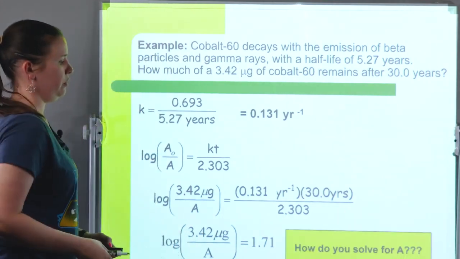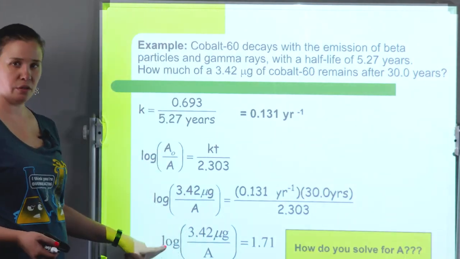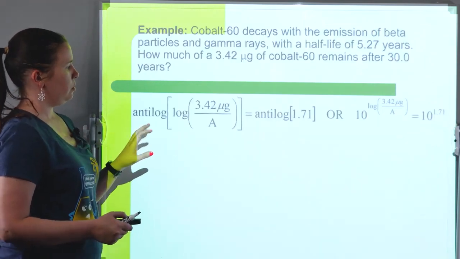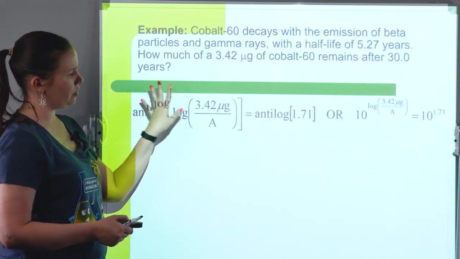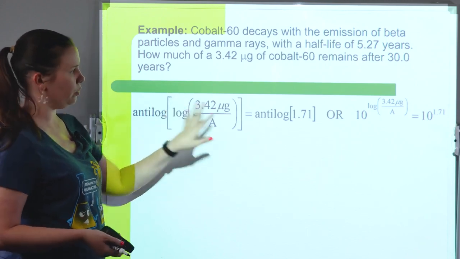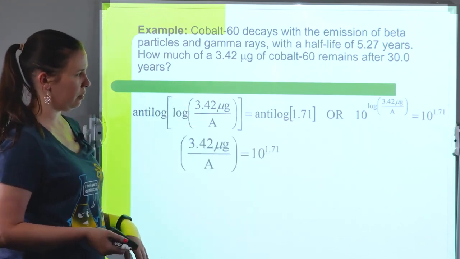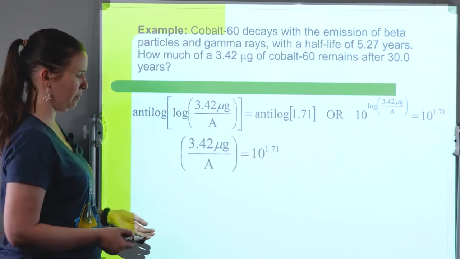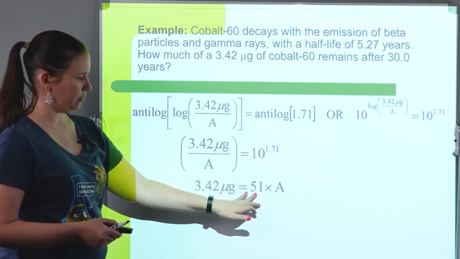So how to solve for A? First, logarithm. Get that out of there by taking the antilog of both sides. So taking the antilog of a log, of course, completely undoes it. That was our point. Now I just need to find the antilog of 1.71, or basically I need to find 10 raised to the power of 1.71. And so that is 51.